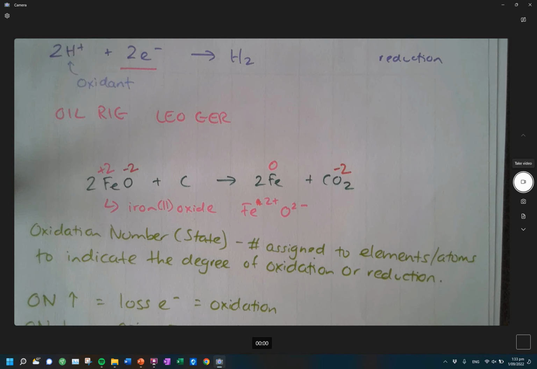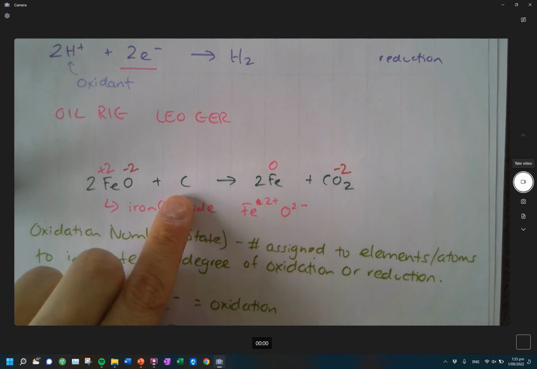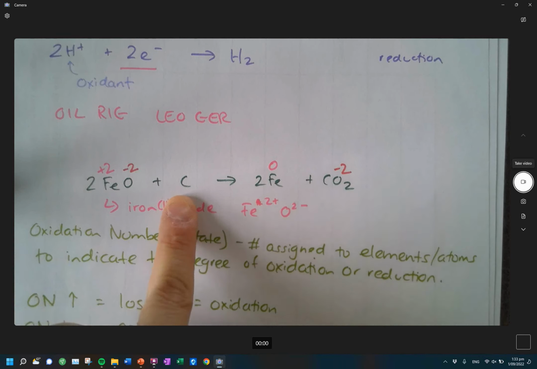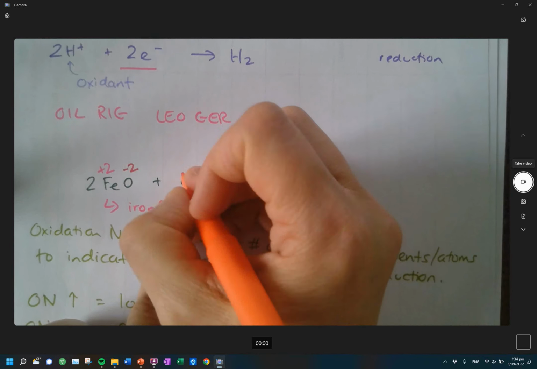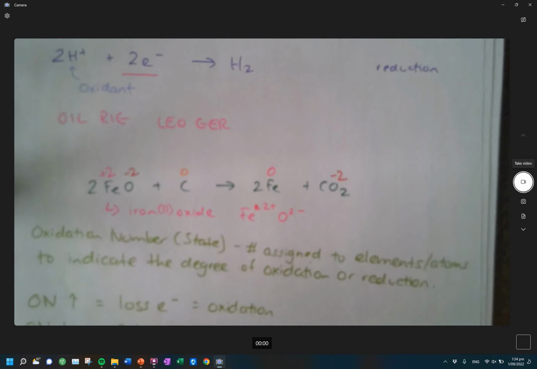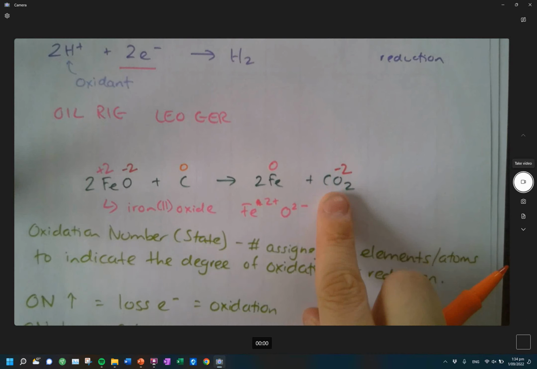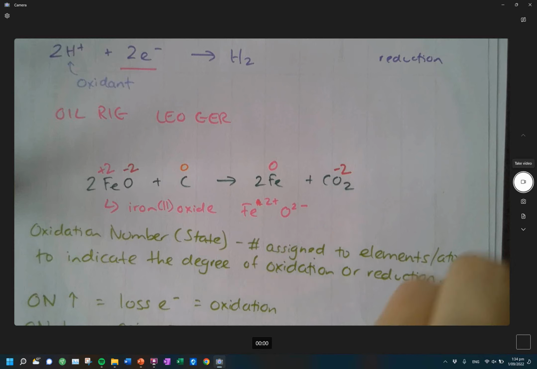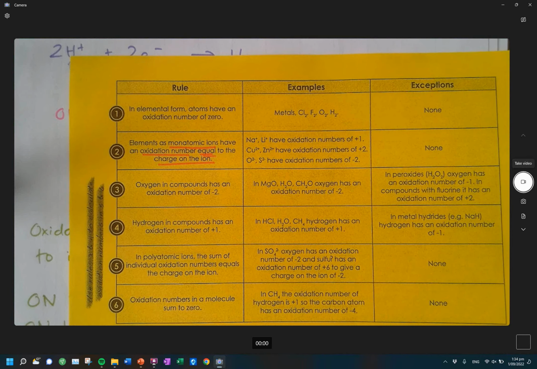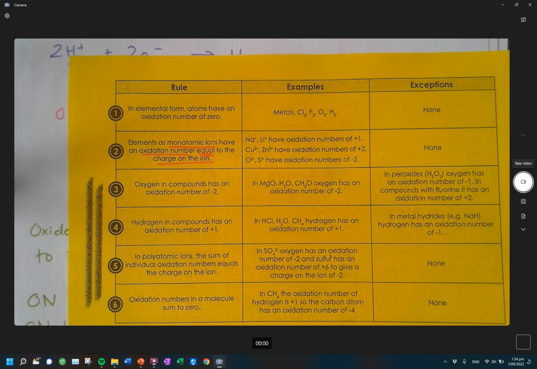Okay. All right. So carbon's in its elemental form. What oxidation number should I have for it? 0, just like we did with iron. All right. Now, carbon in carbon dioxide is going to be a little bit tricky because when I look at that list, is there anything on there that gives me a rule for carbon? No. So what we're going to do is something called oxidation math.